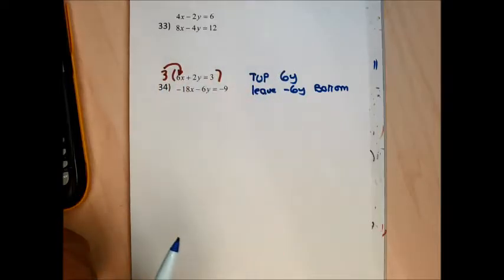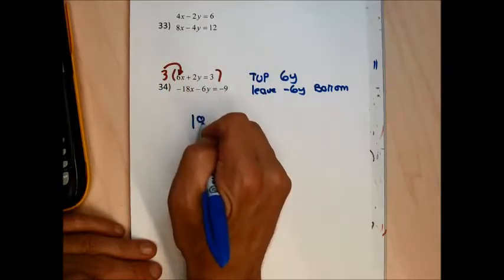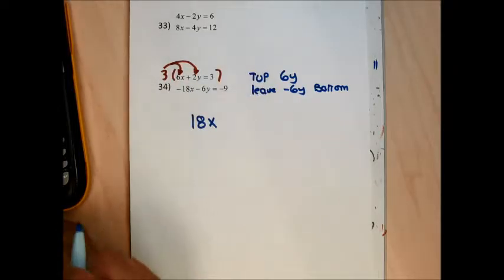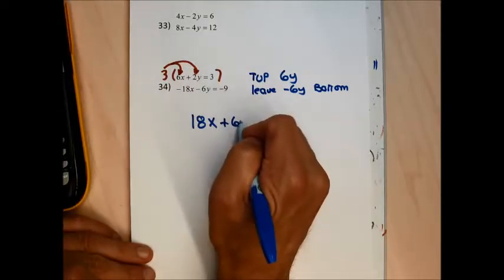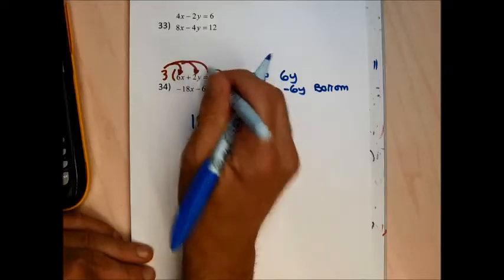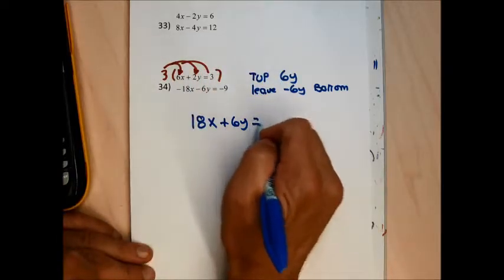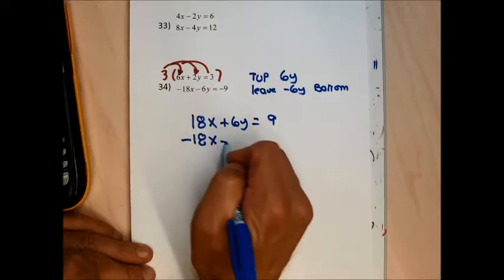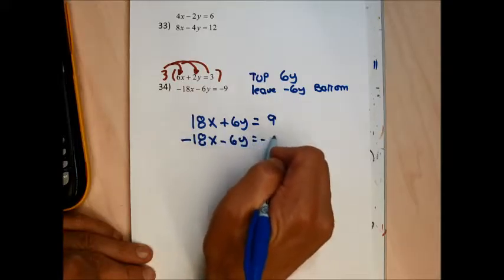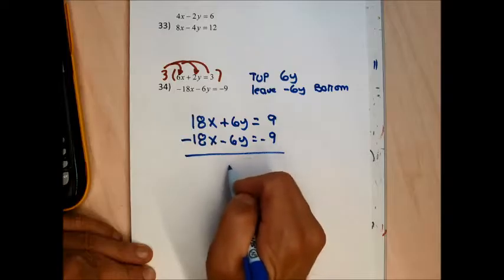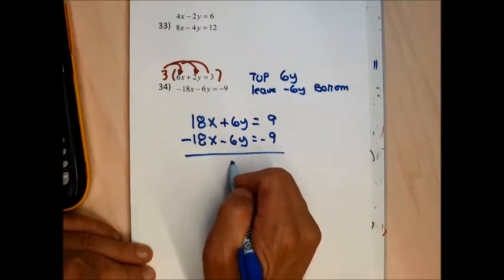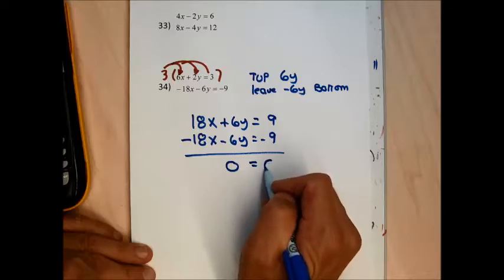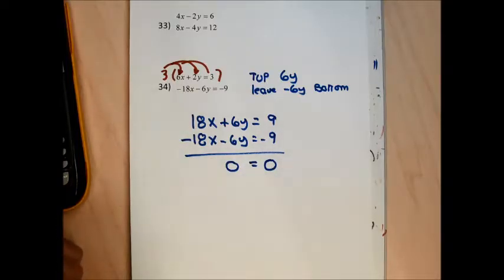So I'm going to go 3 times 6x is 18x. 3 times 2y is plus 6y. 3 times 3 is 9. And the bottom is going to say negative 18x minus 6y equals negative 9. On the left-hand side, both the x's and the y's cancel, so I write a 0. On the right-hand side, I get a 0 as well.